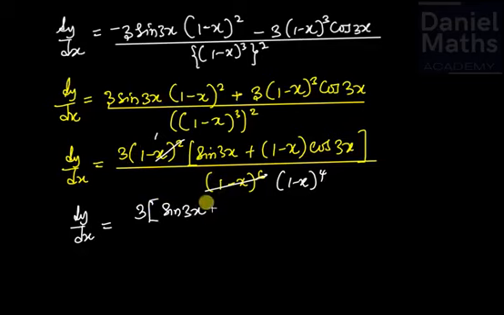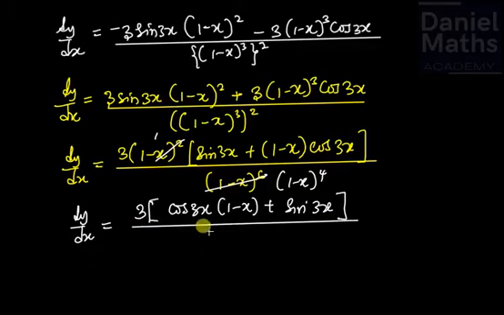Now let's write this the other way: cos 3x into (1 minus x), all of this plus sine 3x, bracket close, and all of this being divided by (1 minus x) raised to the power of 4. So this happens to be our final answer to this question.